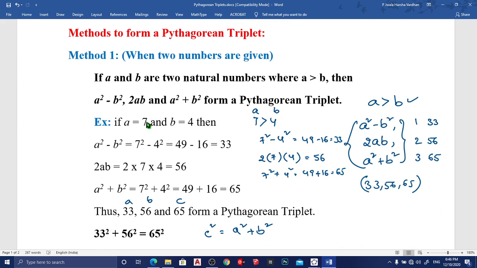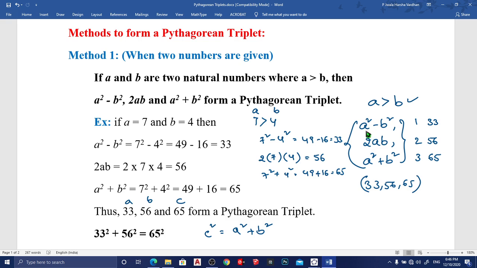Okay, forming the Pythagorean triplet by using the given numbers. First one is, these two numbers are individual numbers only, independent numbers only. These numbers don't belong to the sides of the right angle triangle, but you have to use these two numbers to form any Pythagorean triplet. You can take any two numbers and form Pythagorean triplets. So infinite numbers of Pythagorean triplets you can form by using this technique. Okay. For example, if I take a is equal to 7 and b is equal to 4, which is a is greater than b, like that.